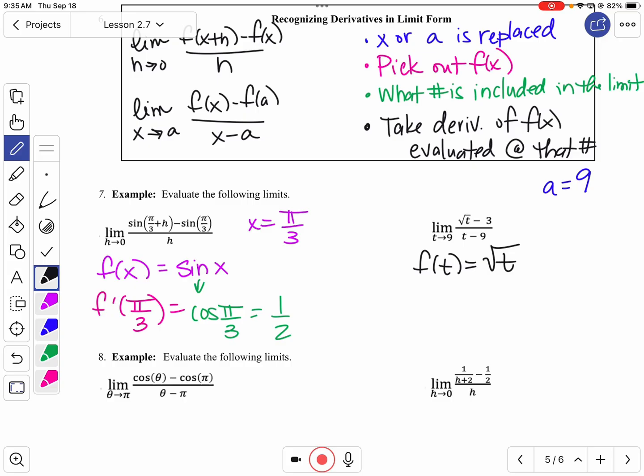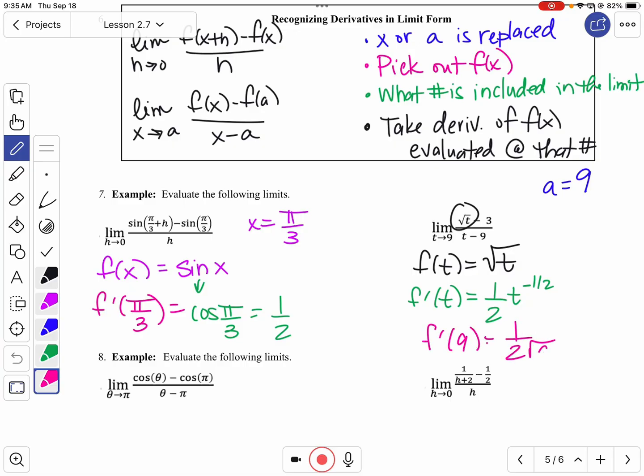It's just the square root of t. It's whatever's sitting in that first position. So then we're going to take a derivative. I'm going to take f prime at t. That's t to the 1/2. 1/2 t to the negative 1/2. And what are we going to plug in? A 9. So I want 1/2 over the square root of 9, which would be 1/6.